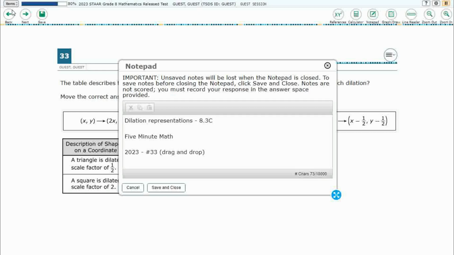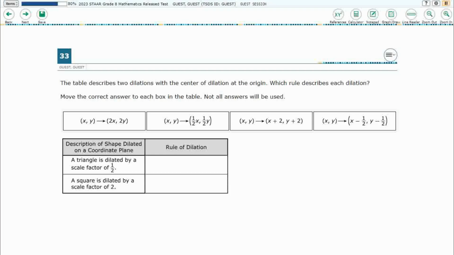Today we are looking at the 8th grade concept of dilation representations. This is standard 8.3c in the great state of Texas, and we are using item number 33, which is a new item type called drag and drop, off the 2023 released STAAR test. If you haven't done so already, please take a moment to pause the video, work this problem out on your own, unpause it, and we will look at our answers together.